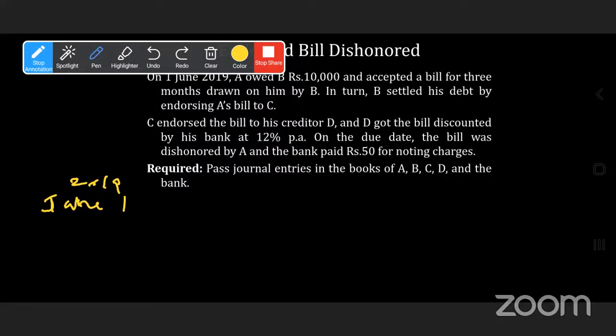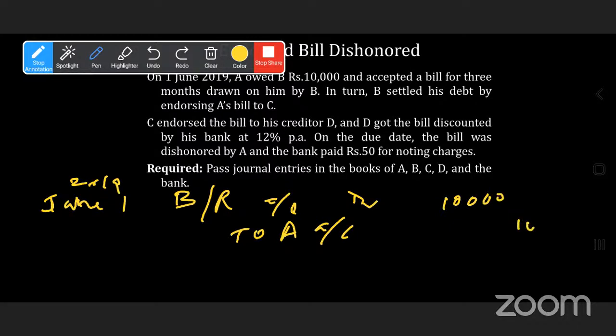Here the bill was drawn by B and the acceptance was sent to B. When the acceptance is sent to the drawer, what is the transaction you have to pass? Bills receivable account debit to A account, 10,000. Being acceptance received for 3 months.